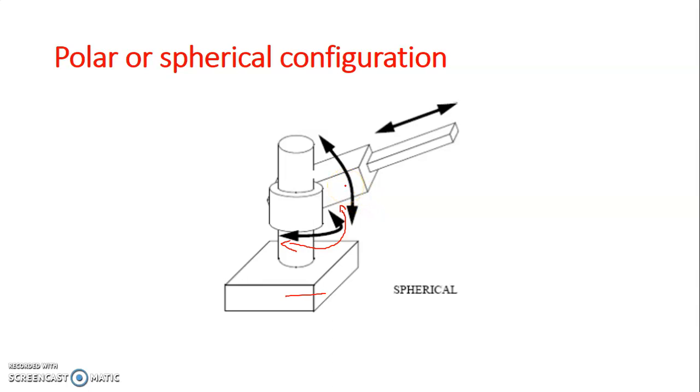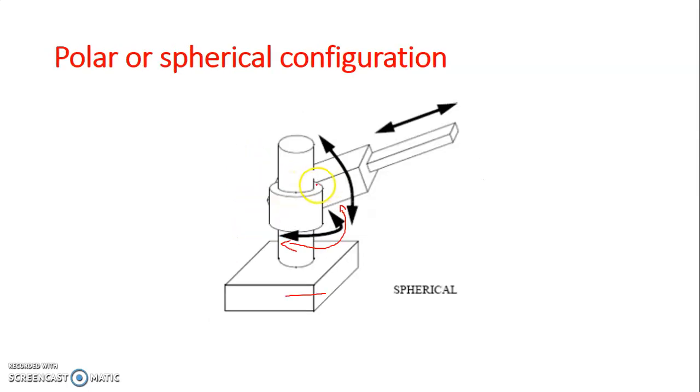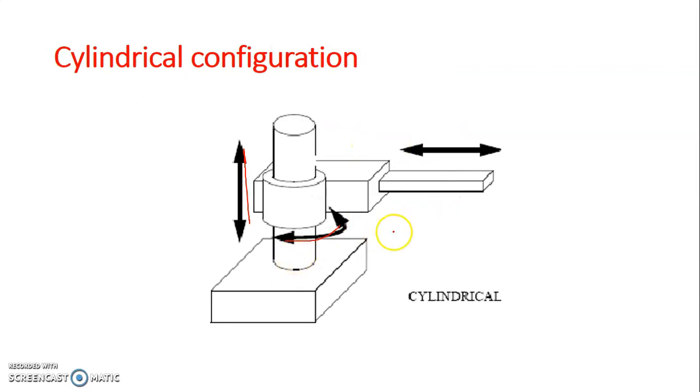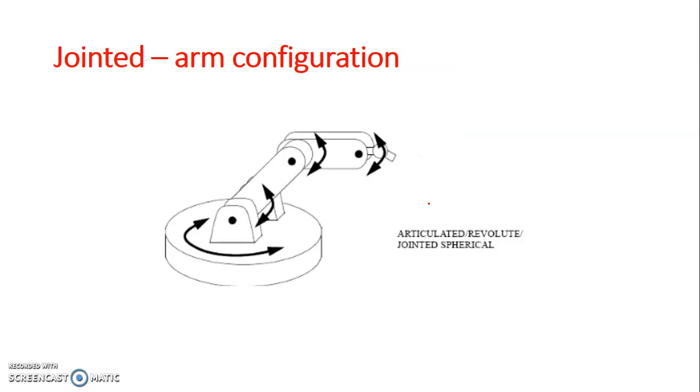In this one, we can observe it can have only linear motion up and down, but here it is different, that is, it can have a rotary motion here also. So in polar or spherical configuration we have two rotary motions and one linear motion, but previously in the cylindrical configuration there was only one rotational motion and two linear motions. That is the main difference. This is called the polar or spherical configuration of the robot.